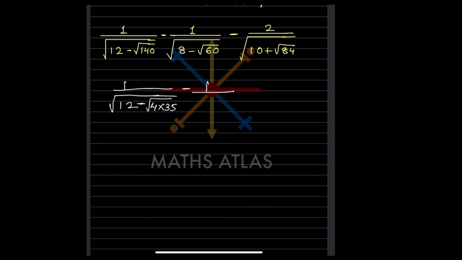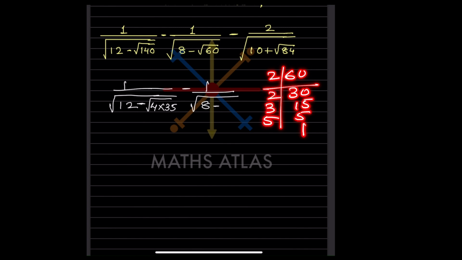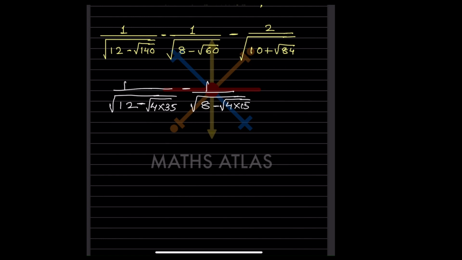We'll write here 1 divided by 8 minus, that will keep as it is. We'll take the factors of 60. So it should be 2 30s are, 2 15s are, 3 5s are, and 5 ones are. Again here we'll do the same. We can take here 4, because 4 is a perfect square, and then 15. So we can write here 4 into 15. So now what will we do further?